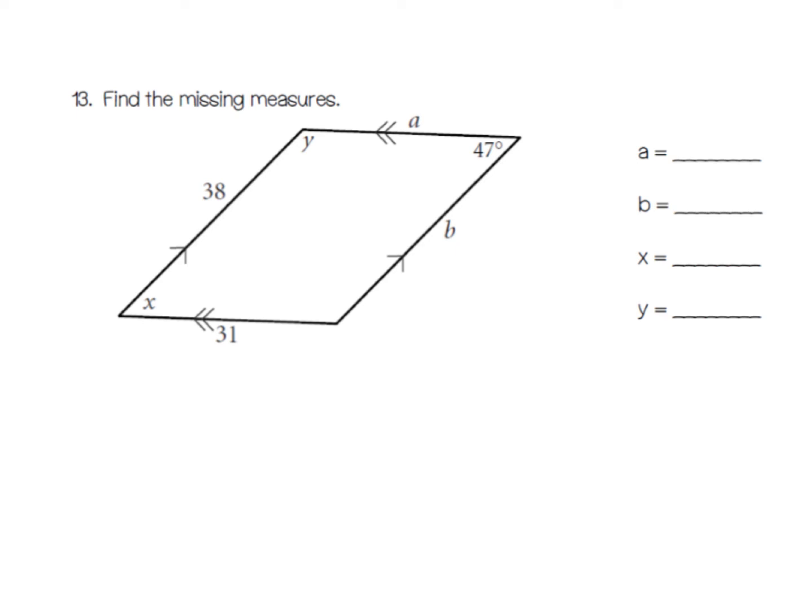Okay, on this next figure here, you have to recognize you have a parallelogram because opposite sides are parallel. So we also know opposite sides have to be congruent. So A and 31 have to be congruent, and then B and 38 have to be congruent, because opposite sides are congruent. We also know opposite angles have to be congruent, which makes X 47. And then either X and Y, or 47 and Y, depending on how you want to look at it, are 2 angles between parallel lines, so we know they are supplementary. So if I take 180, subtract 47, I'm left with 133.